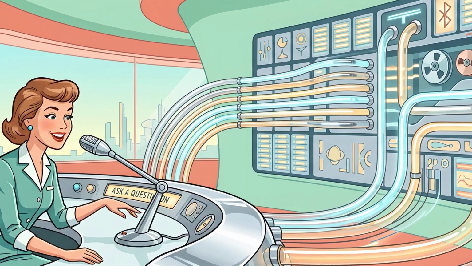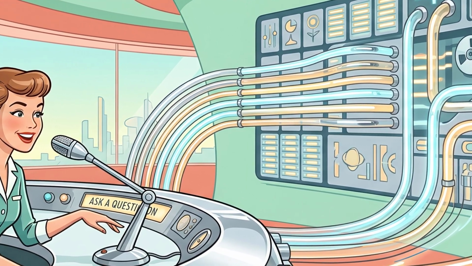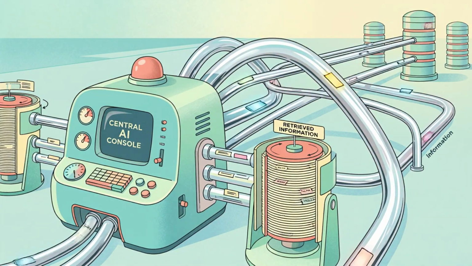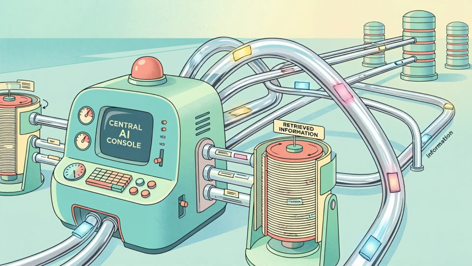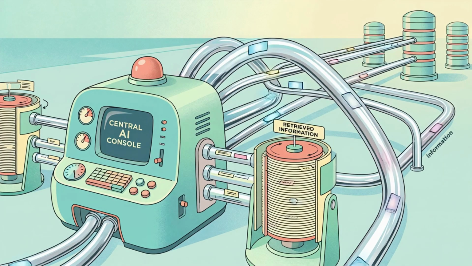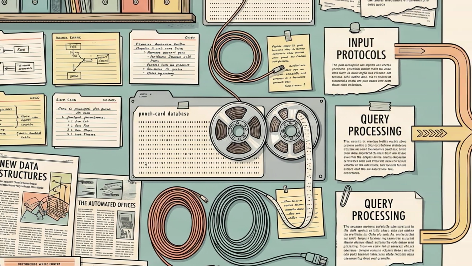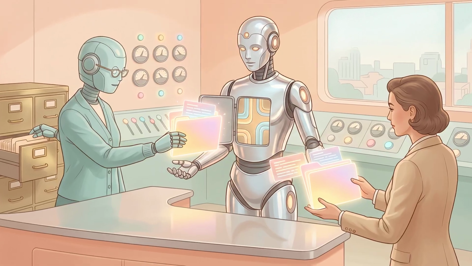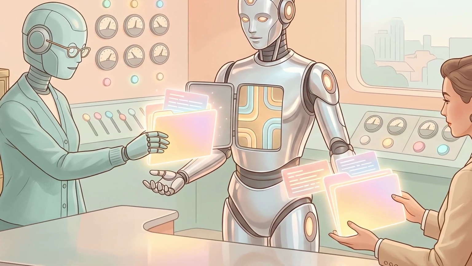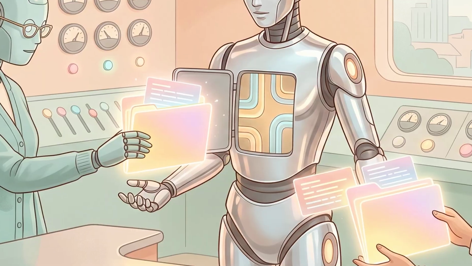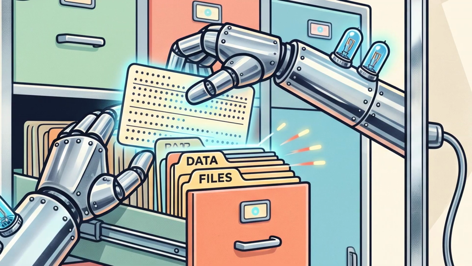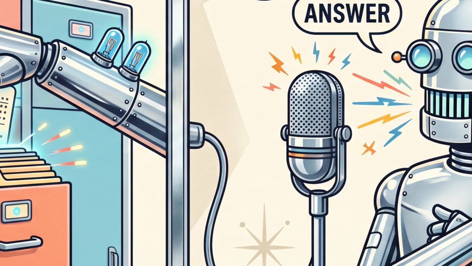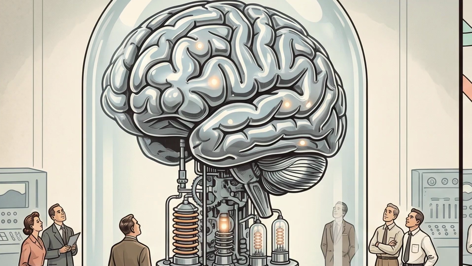RAG fixes that. First, you ask a question. Then, instead of forcing me to rely only on whatever is already in my weights, the system goes out and retrieves relevant information, documents, notes, articles, database records, chunks of text, whatever source the system is connected to. Then that retrieved material gets handed to me as context, and only then do I generate the answer. That is RAG, retrieve first, generate second, which is frankly how more humans should operate.